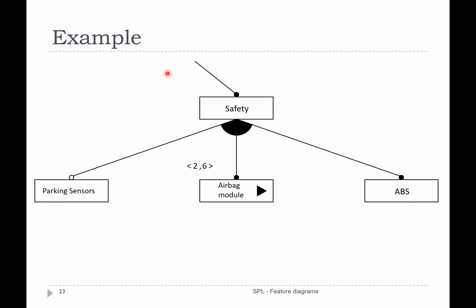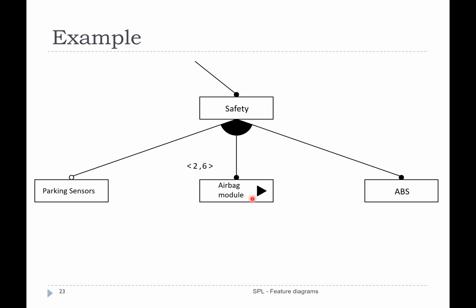In this situation, one of the things that I have to have in my vehicle is safety. This is an or, which means from the bottom, I can pick one or more. But then look at it this way. Although it's telling me I have to pick one or more, I have to have ABS, I have to have the air module, and only the parking sensors come as optional. I'm going to talk about this little placing symbol and the group cardinality in a moment.